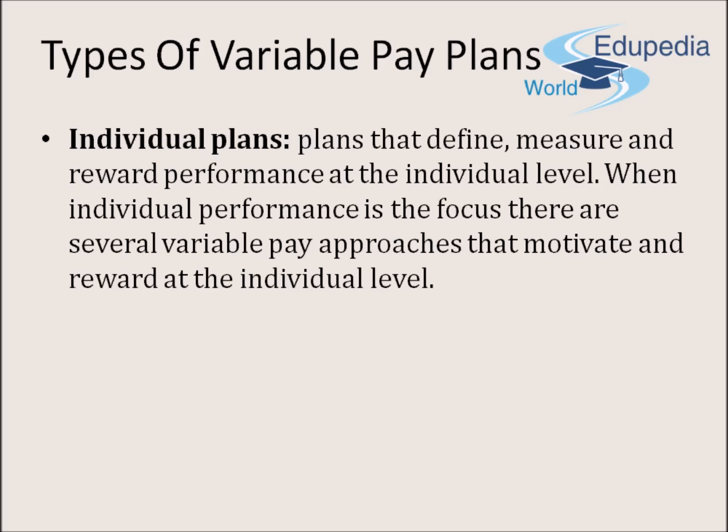We will see the individual plan. Individual plans are the ones that define, measure and reward performance at the individual level. When individual performance is the focus, there are several variable pay approaches that motivate and reward at the individual level. The oldest type of incentive plan is the output based, that is piece rate plan that rewards productivity. Another type of output plan is the sales commission, which ties pay to the volume of sales produced by an individual.